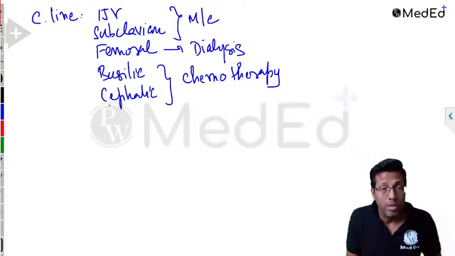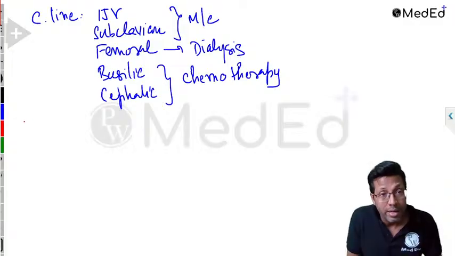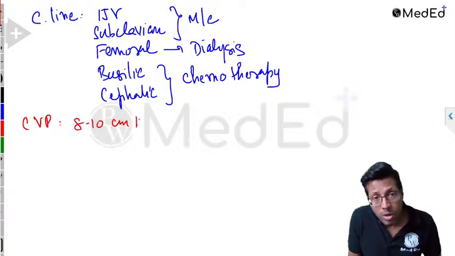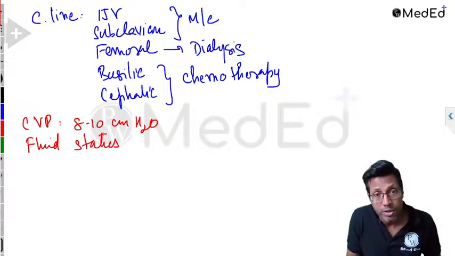So apart from this, what are the common uses of a central line? It tells you the central venous pressure, CVP. All of you would have heard of something called CVP. A normal CVP is 8 to 10 centimeter of water, right? It tells you basically the fluid status of the patient. How is the fluid status or the volume status of the patient?